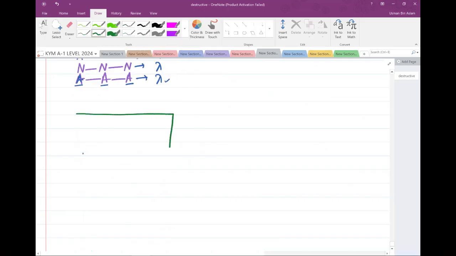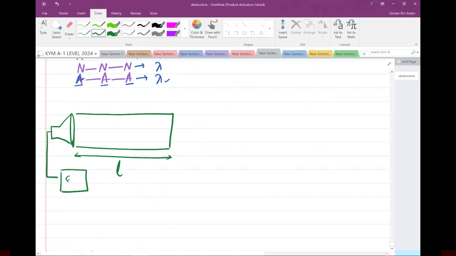This is the same instrument. This instrument has the same length L. It has the same rigid surface. It has the same loudspeaker, attached to a sound source. Now, with this loudspeaker, I can change the frequency that I am supplying to it. If I want to increase the frequency, I would have to reduce the wavelength. But an antinode has to be present here and a node has to be present here.